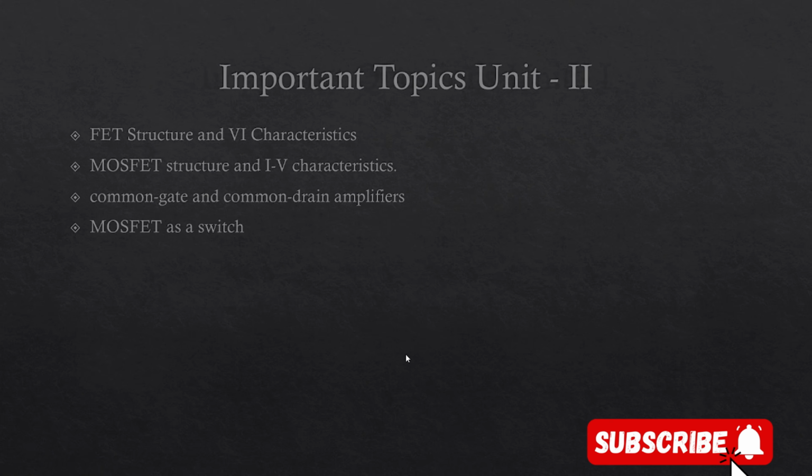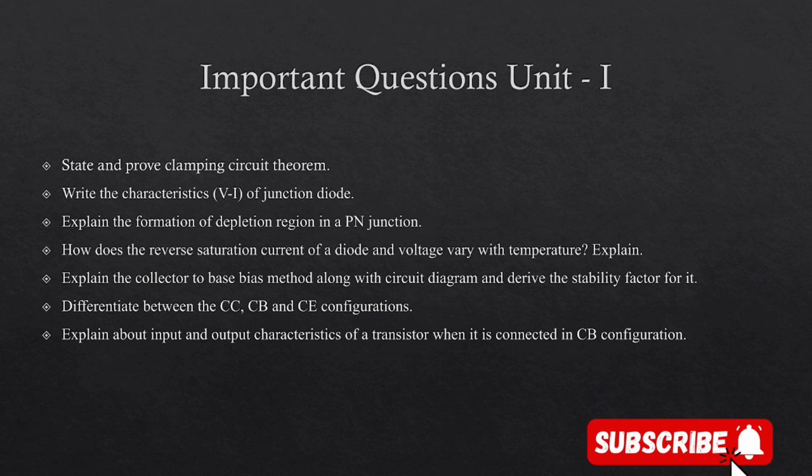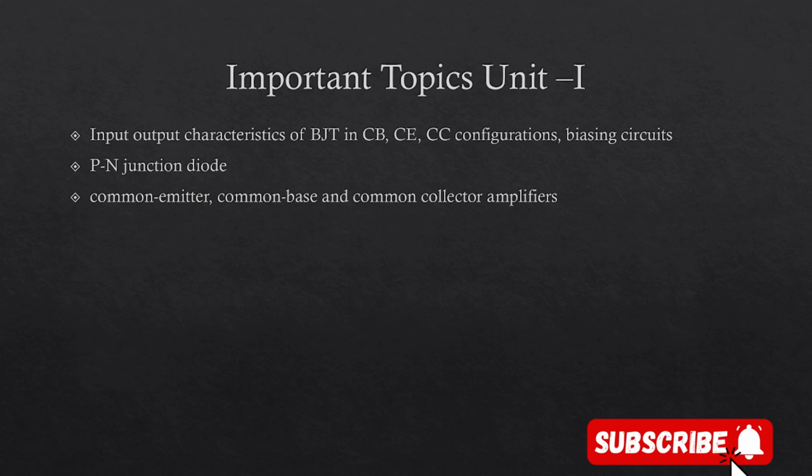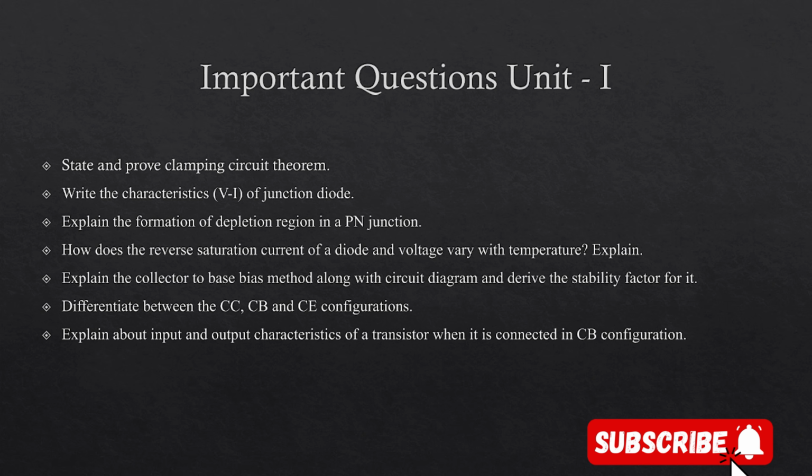So now, coming to the important topics. Our next segment is important topics, and we'll cover the important topics of Unit 1. Input output characteristics of BJT in common base, common emitter, and common collector configuration, and biasing circuits. Then you have PN junction diode, and also CE, CB, and CC amplifiers. Here we have learned the common configurations for BJT, and here for amplifiers. So configurations are a must, and PN junction diode is an important question here. Here you can see clipping and clamping circuit theory, and these are the important questions.